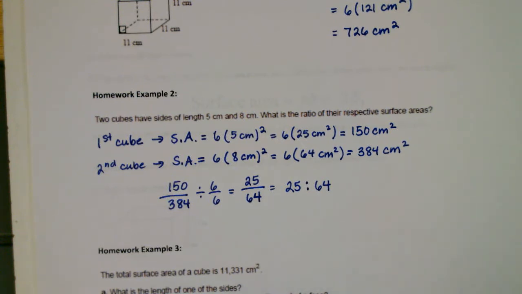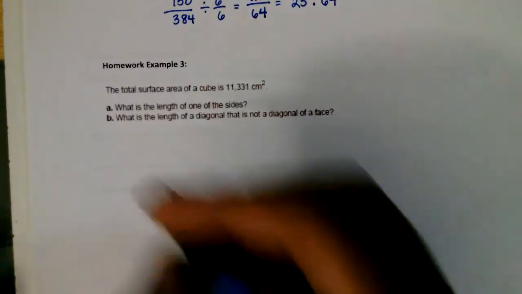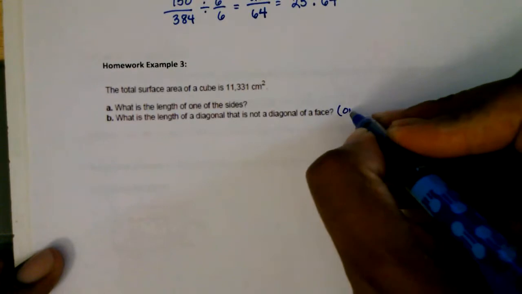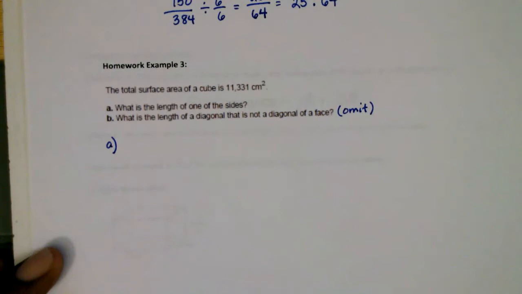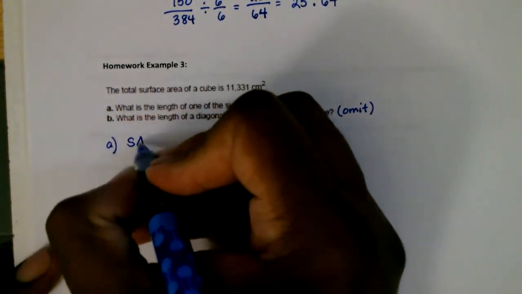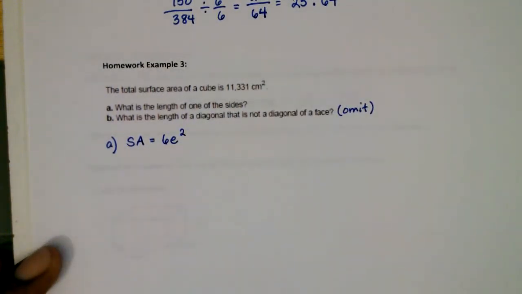All right, example 3. I'm only going to do part A. I'm going to omit part B, so I'm going to put the word omit on this one and only do part A. The total surface area of a cube is 11,331 square centimeters. What is the length of one of the sides? So that's part A. And of course, the surface area is 6e squared. That's a formula for finding the surface area of a cube.